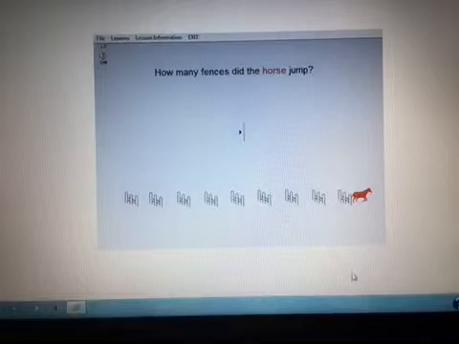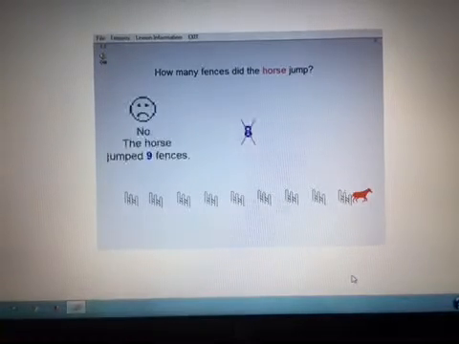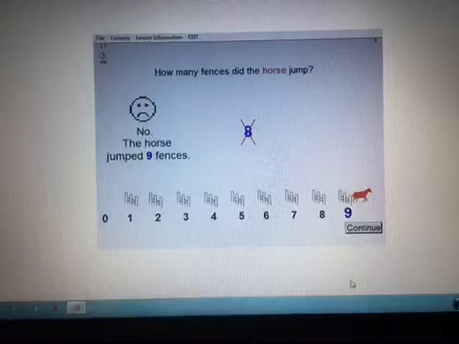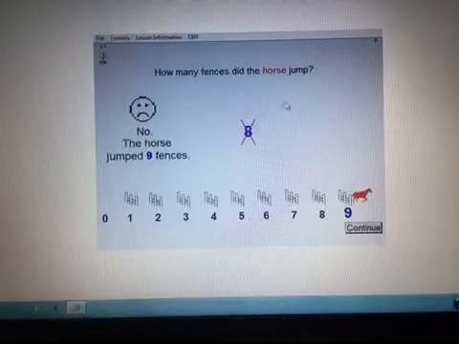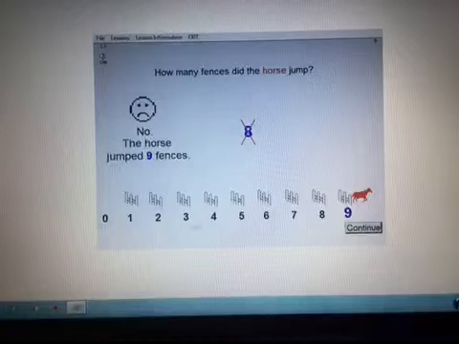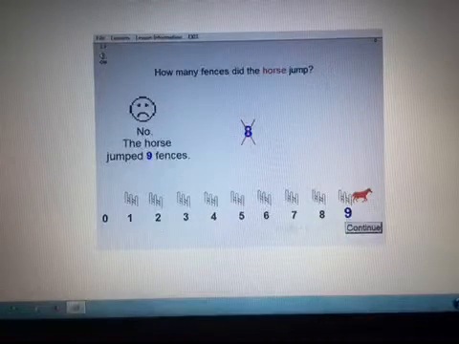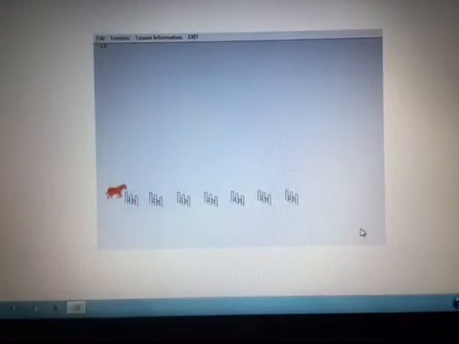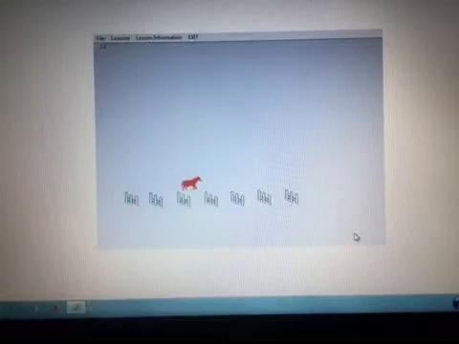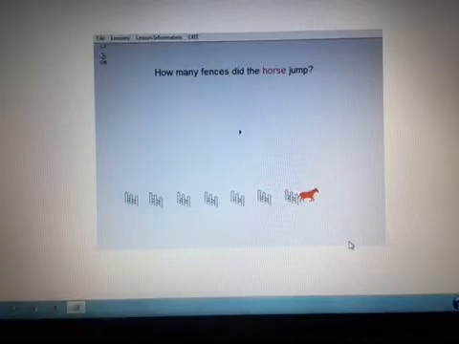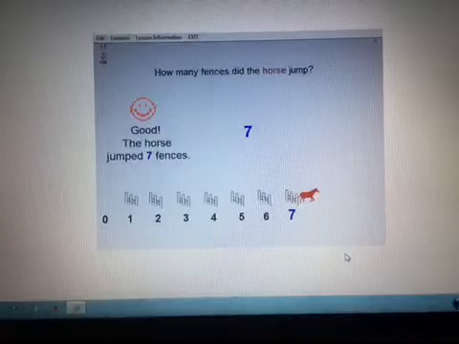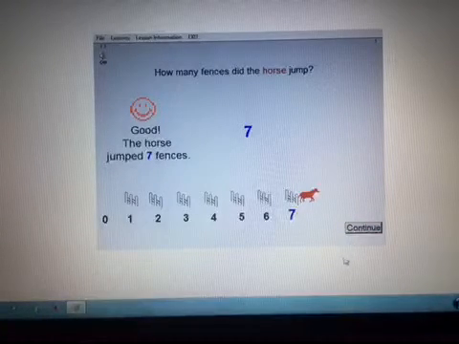How many fences did the horse jump? No, the horse jumped 9 fences. So you can see all of the levels. We're counting off, reinforcing the concepts. How many fences did the horse jump? Good. The horse jumped 7 fences.